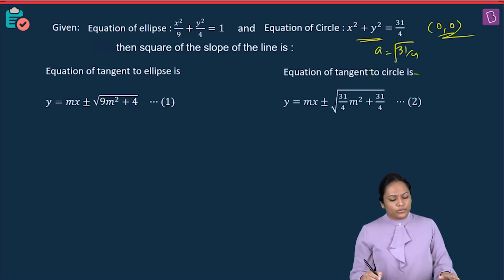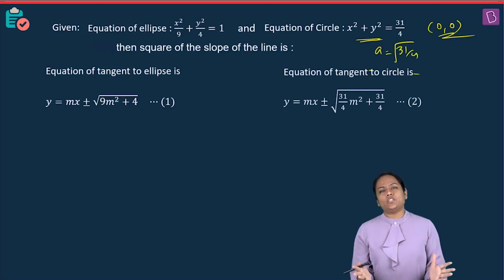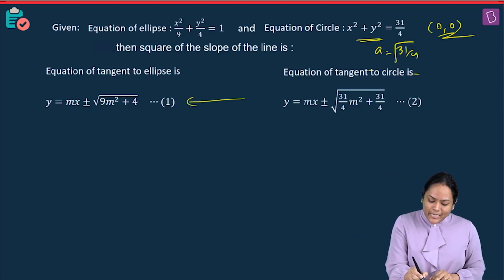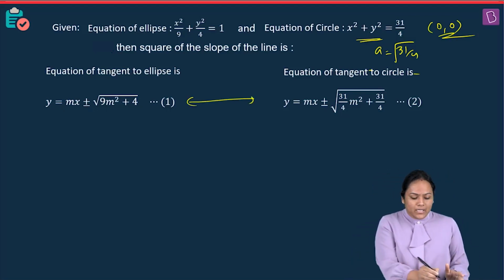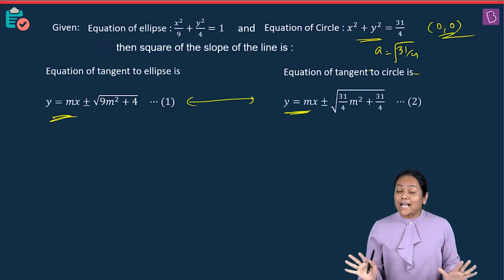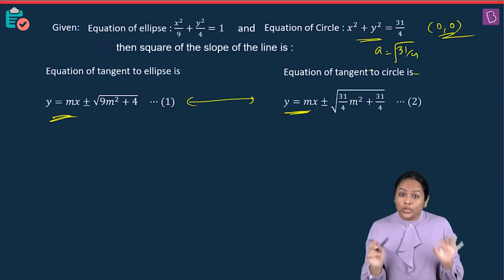And now what are we going to do? Well, since the equations are the same because they are talking about the common tangent, we'll just equate the constant term, right? The y is equal to mx part is the same for both. We'll just equate the constant term. That's it. This was what you have to do here.